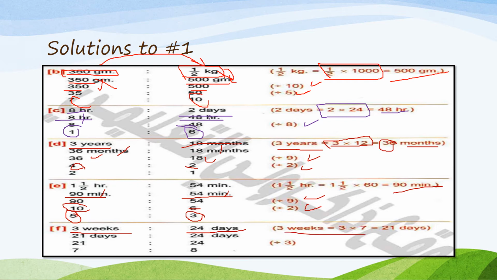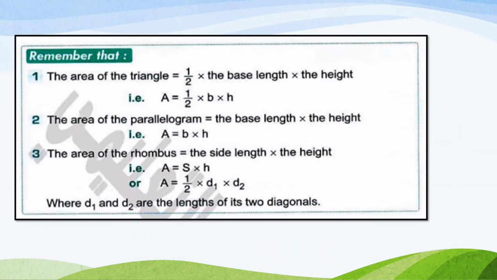So here, 1.5 hours to 54 minutes. 1.5 hours converted to 90 minutes, and then 90 minutes to 54 minutes. Then we cancel the minutes out, and both of the numbers 90 and 54 are divisible by 9. They became 10 to 6. Both of these are divisible by 2. So remember that.